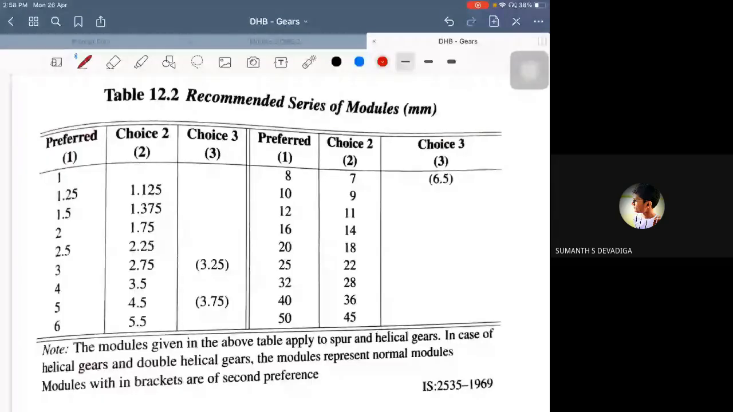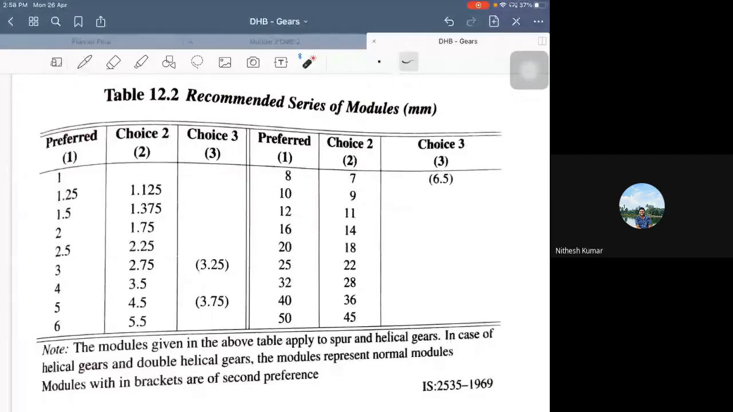Everyone got the table with you? Are you able to hear me? Did you get this table? Yes, sir. Okay. He says, just read the line he has given: module given in the table may apply for the spur and helical gears. So for spur and helical gears without any tension, you can use this particular table directly.